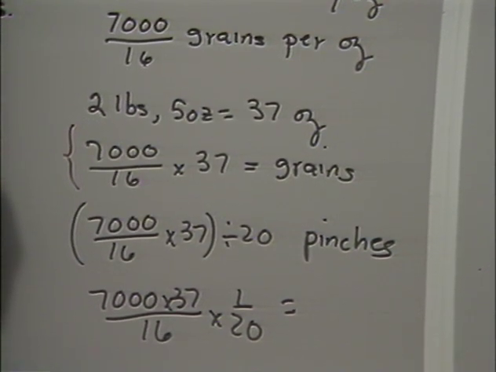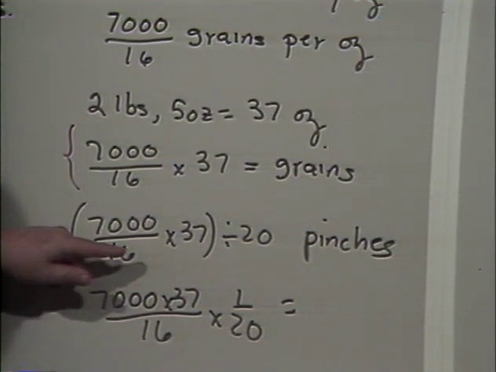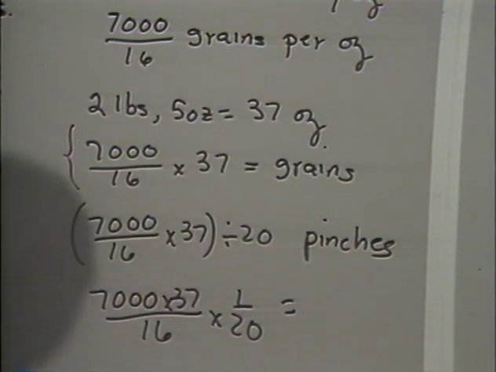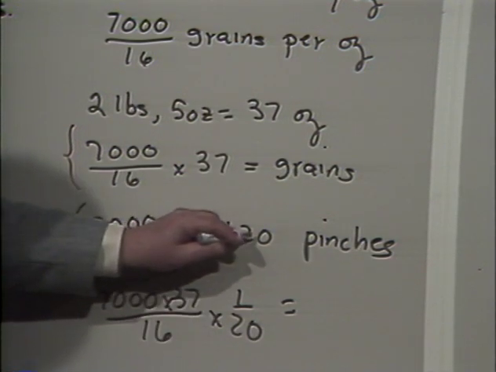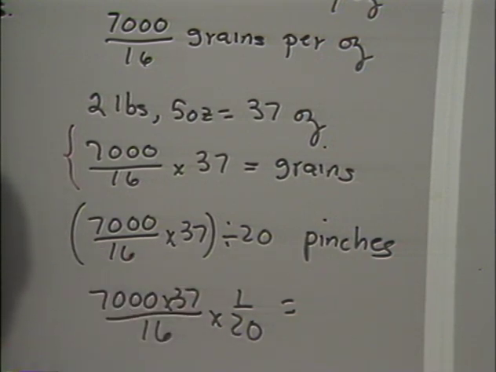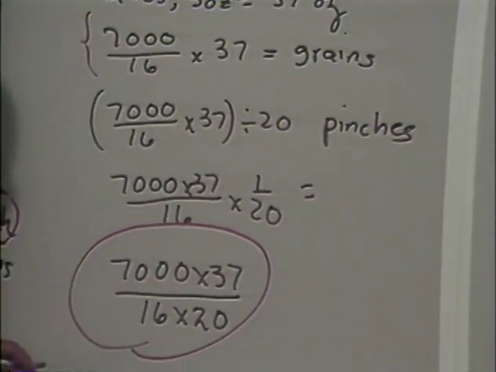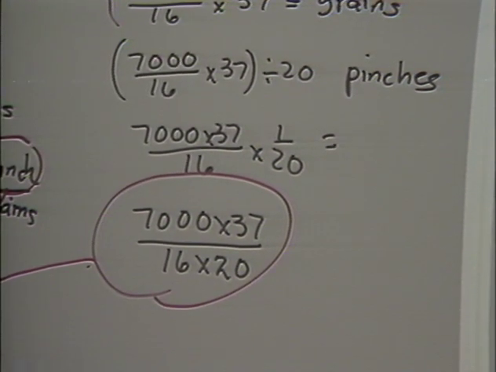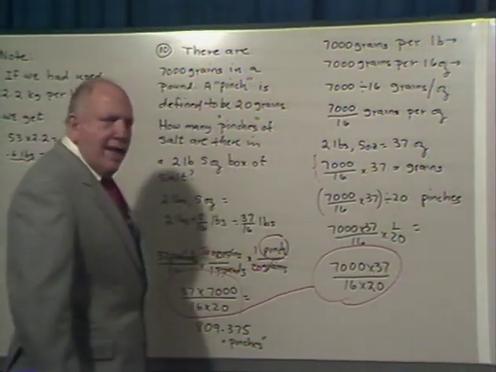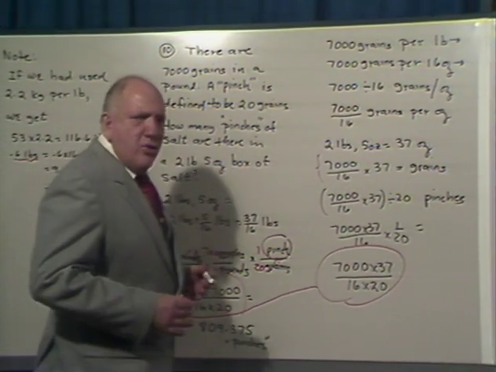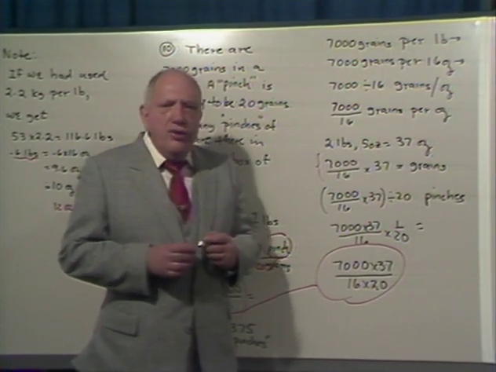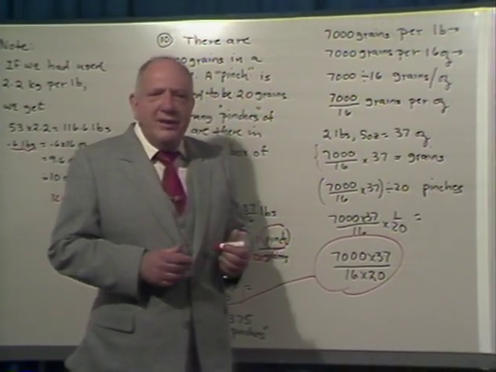Then basically I'm going to do what? Since there are 20 grains to a pinch, I take this number and divide by 20. Dividing by 20 is the same as multiplying by 1 over 20. And the important point is, when I get down to here, do you notice that I have exactly the same thing that I had over here? See, I don't care which way you do it. I simply want you to understand what you're doing.